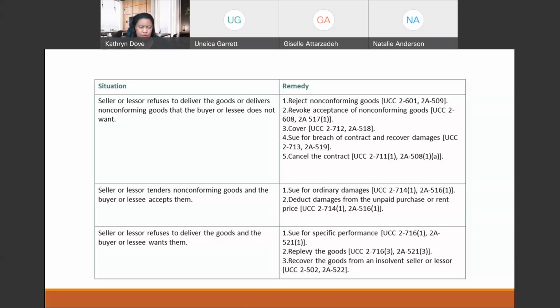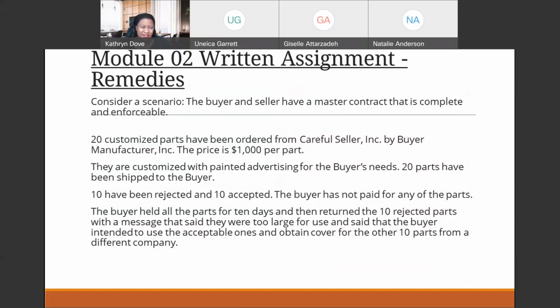And I believe there's a quiz in module 3, and you'll need to know this for that quiz. Let's talk about our written assignment.